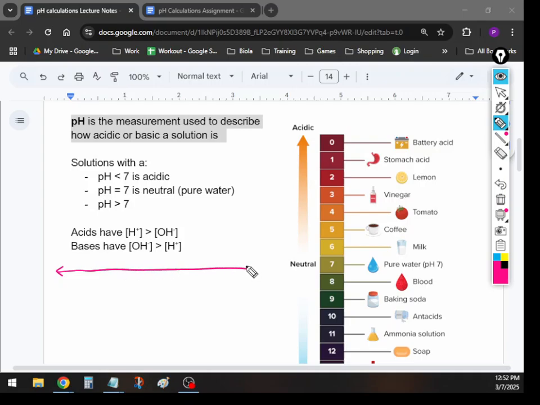I'm going to have you draw a little number line like this. We're going to be writing on it, so don't make it fill up the whole page, but leave enough space to write on it a little bit. And let's call this the pH number line.